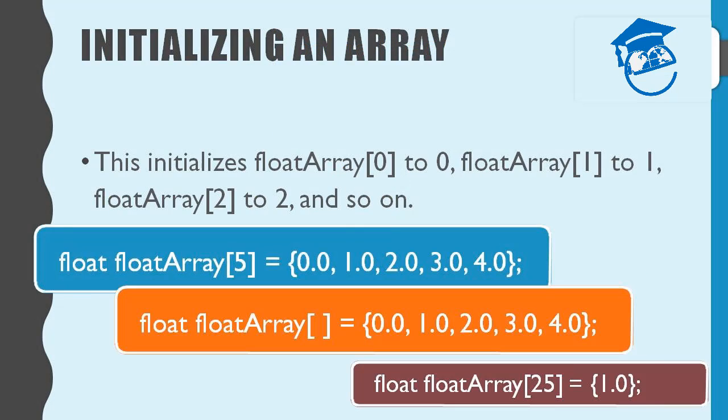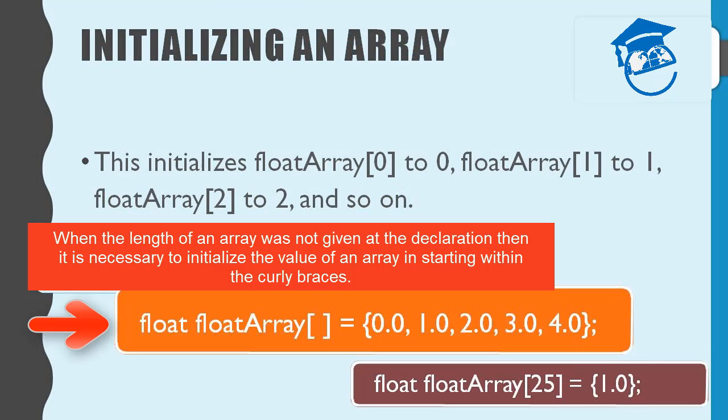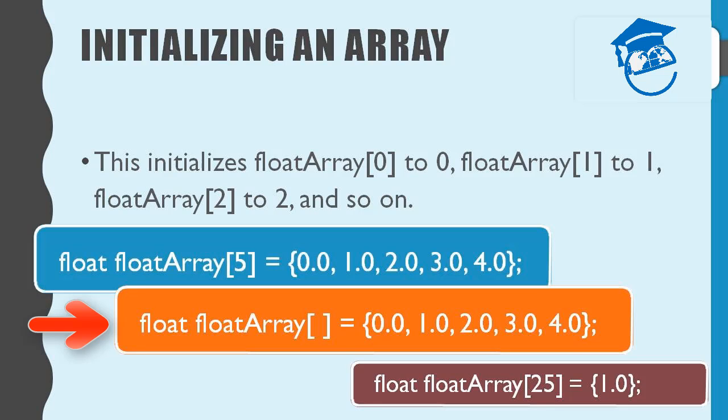Okay, now if we are not mentioning the length of the array at the declaration, then it is necessary to initialize the values at the same time within the curly braces, with the values comma separated. The array automatically takes its length from how many values you have initialized. The second code line depicts something like that. Even though we have not mentioned the length of the array, this code line is identical to the first code line. The third code line shows another thing that you could do with arrays.